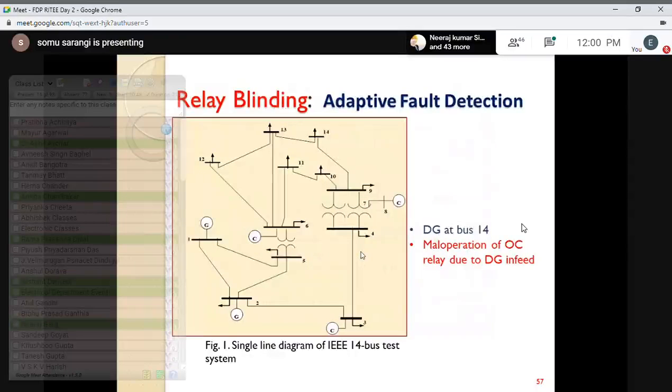Now, we have also used the adaptive fault detection technique to prevent the relay blinding. So we have considered a DG at bus number 14, and with the inclusion of DG at bus number 14, we have observed maloperation of the overcurrent relay due to this DG infeed.